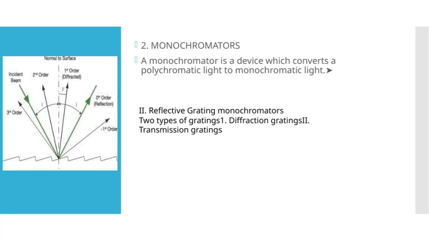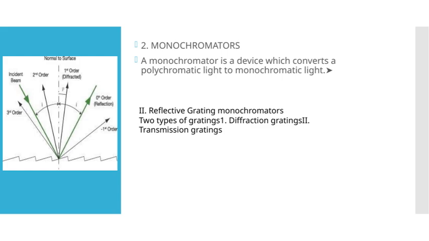Now, let's delve into the fascinating world of reflective grating monochromators. There are two main types of gratings we typically encounter: diffraction gratings and transmission gratings. Diffraction gratings are probably the most well-known. They work by bending light waves through diffraction, which allows us to separate different wavelengths effectively. Transmission gratings, on the other hand, allow light to pass through them, also dispersing the light into its component wavelengths, but in a slightly different way.